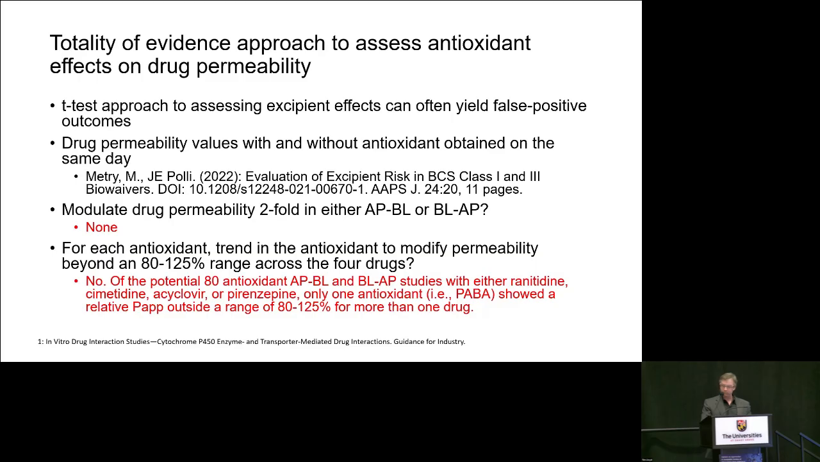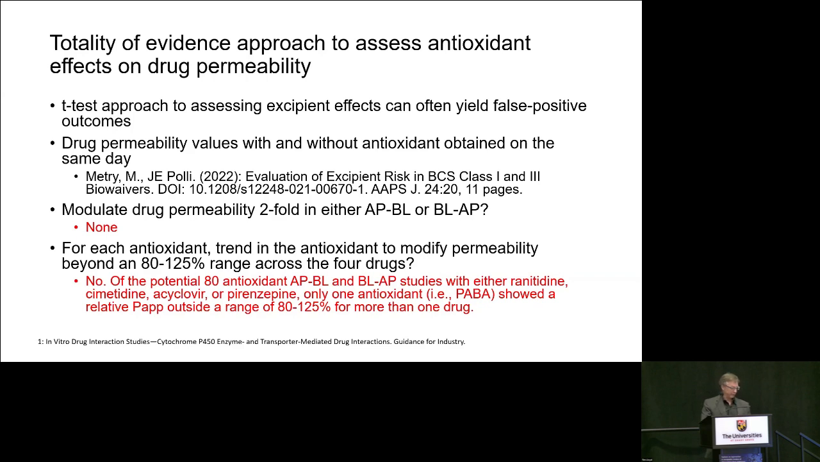And in terms of results, the questions that we ask: did the antioxidant modulate drug permeability twofold for each apical to basolateral or basolateral to apical? And the answer was no. There's a reference at the bottom to an FDA guidance on transporters and metabolism. That's a basis for that twofold value that I can answer questions about.